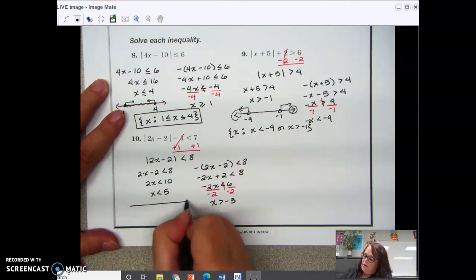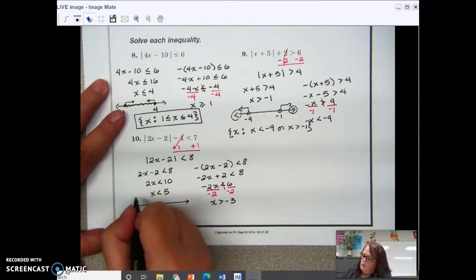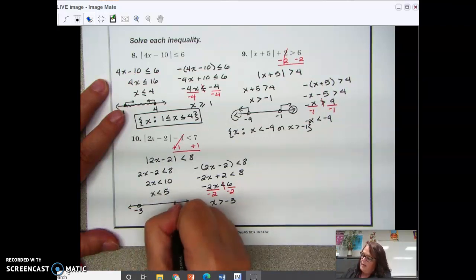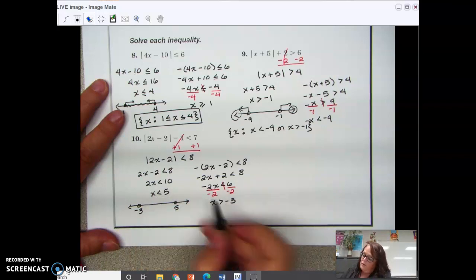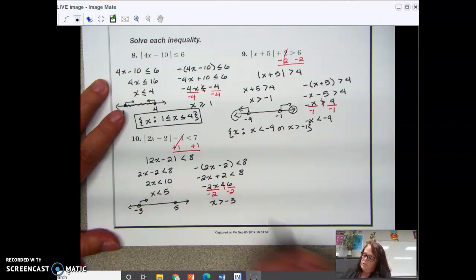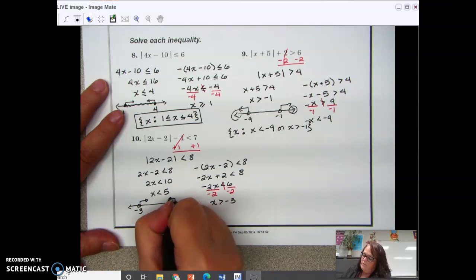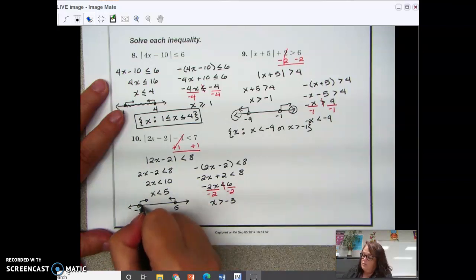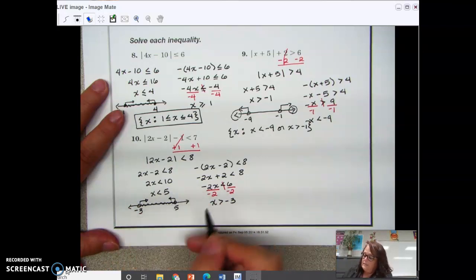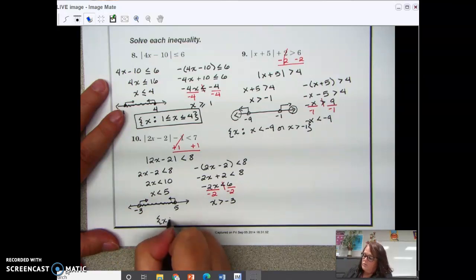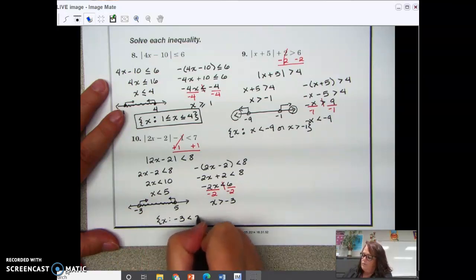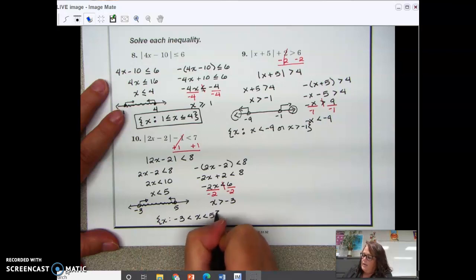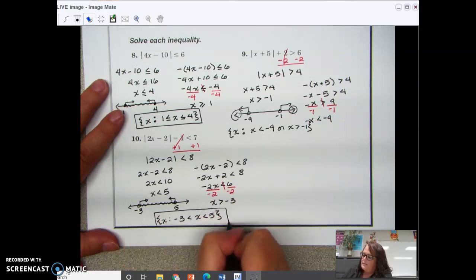So if I look at that on the number line, that means I have an open circle because it's strictly greater than at negative 3. And I have an open circle at 5. So greater than negative 3 is shaded to the right, and less than 5 is shaded to the left. So these are going to combine to say that it's all the x values that lie between negative 3 and 5, where negative 3 and 5 are not included.